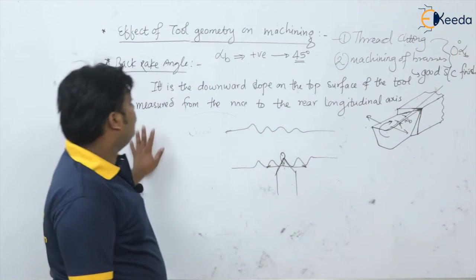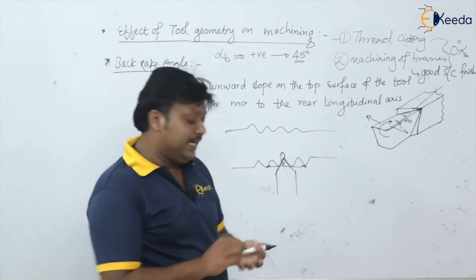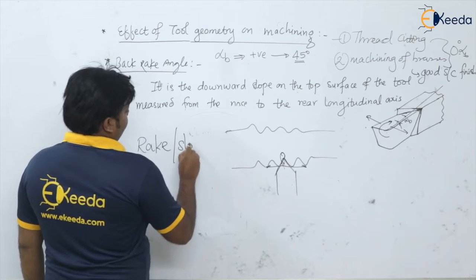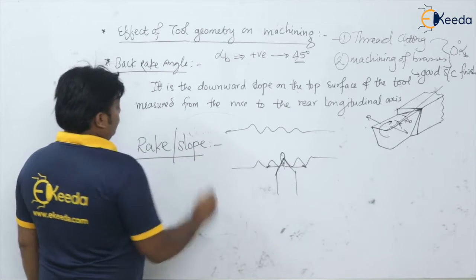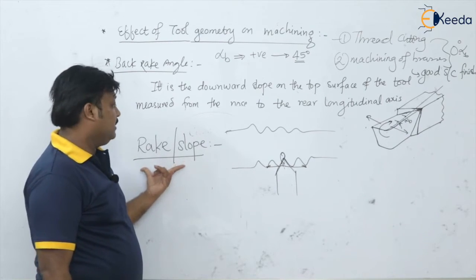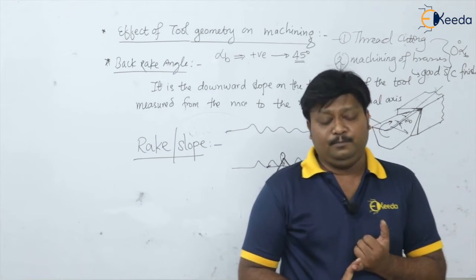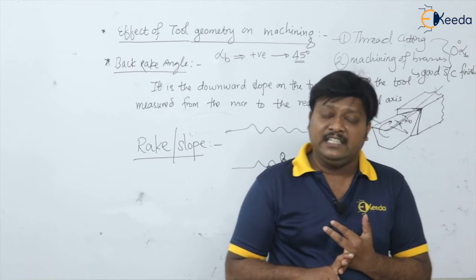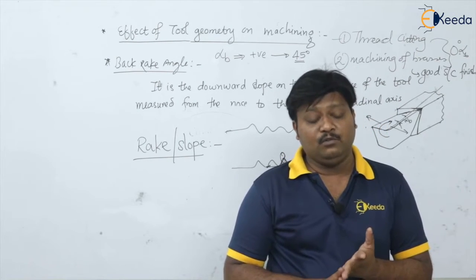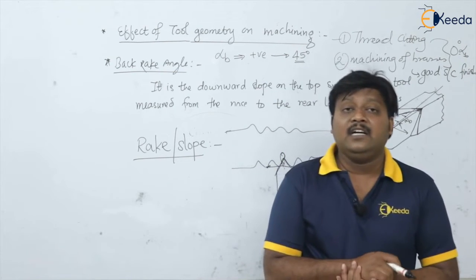Okay, so this is about the rake angle, alpha b, back rake angle. And generally when we talk about the rake or slope, what is the function that the rake face or the slope gives us on the surface? First of all, it will give a convenient direction for the chip flow. Second, it will give the necessary strength of the tool. Then it will reduce the cutting forces. It can enhance the produced surface finish on the workpiece, and also it can increase the tool life.